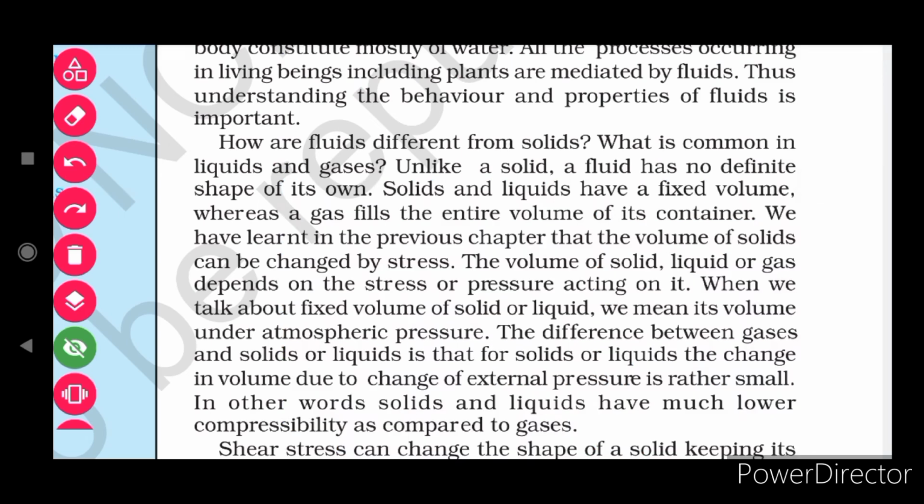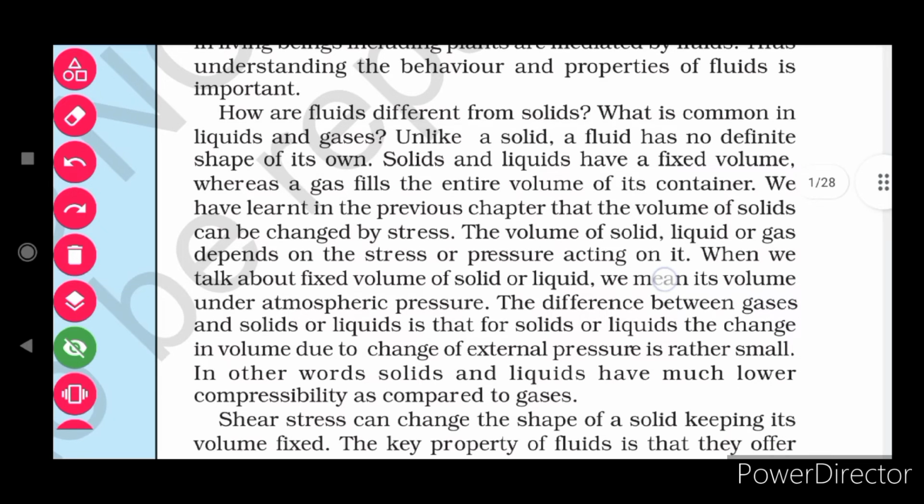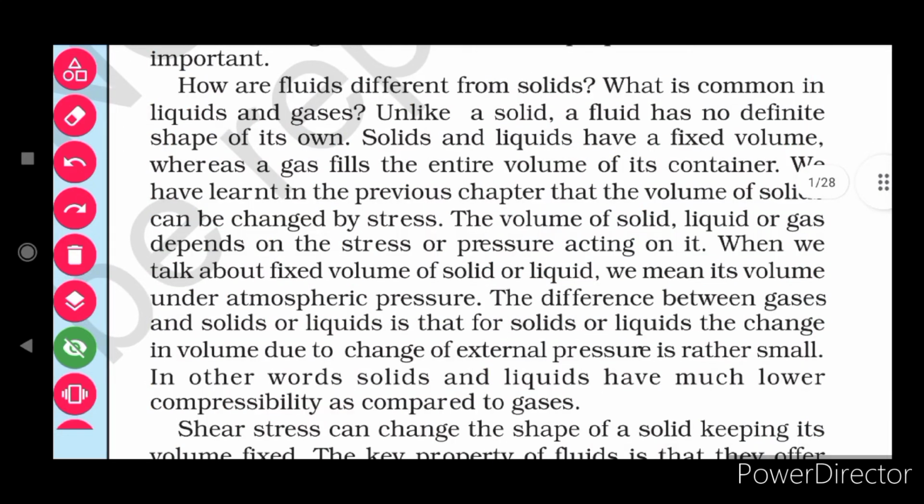How are fluids different from solids? What is common in liquids and gases? As I told you, the basic difference is that liquids and gases can flow, but solids cannot flow. Unlike a solid, a fluid has no definite shape of its own. Solid has a definite shape, like the chair around you. But liquids and gases do not have a definite shape. They take the shape of the container in which they are kept.